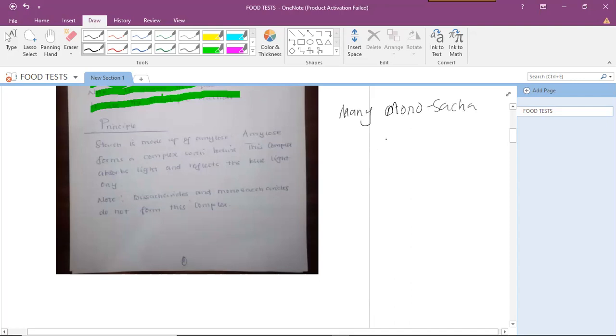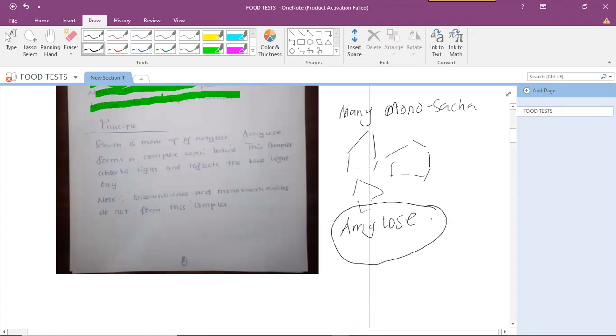So a lot of monosaccharides joined together in a glycosidic bond forms a very long polysaccharide molecule. This very long chain of carbohydrates, known as a polysaccharide, contains amylose repeating units. And this same amylose has the ability to combine with iodine.